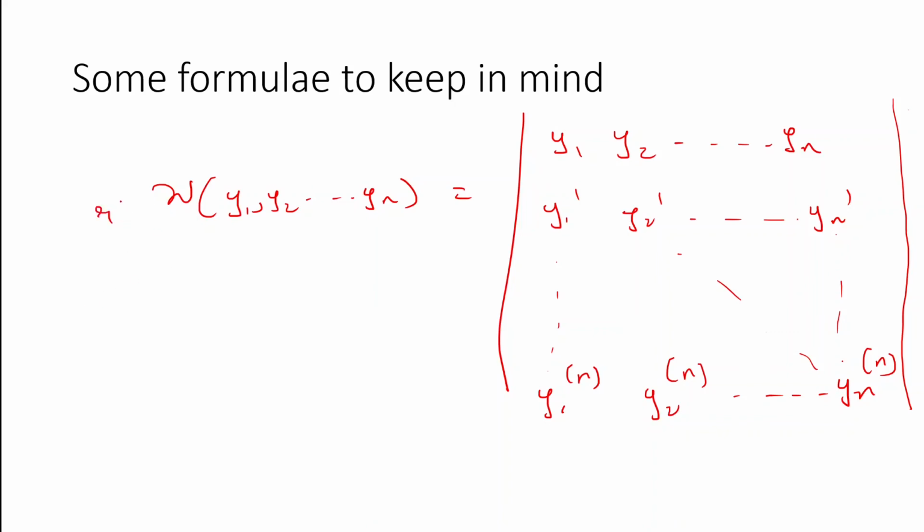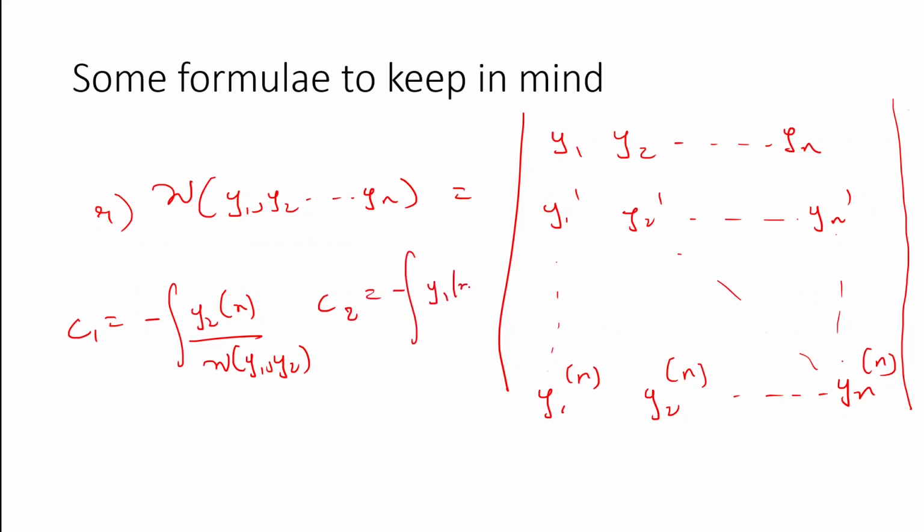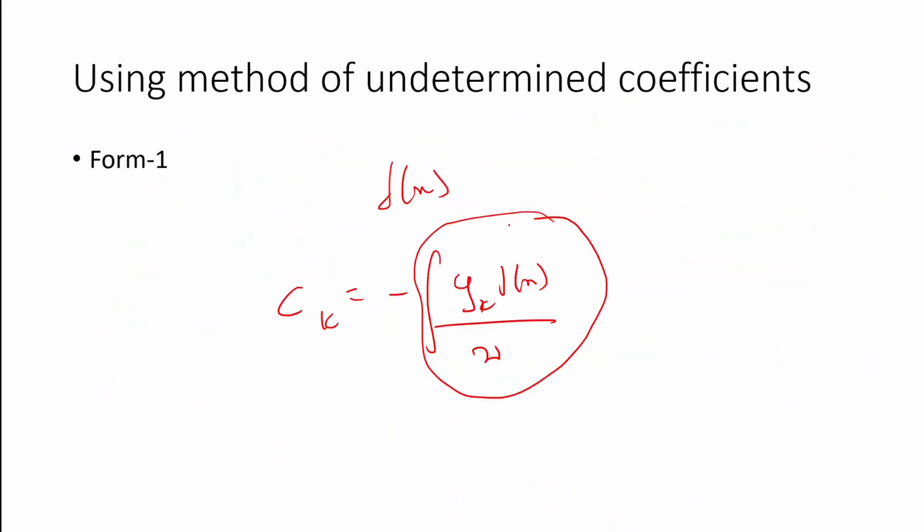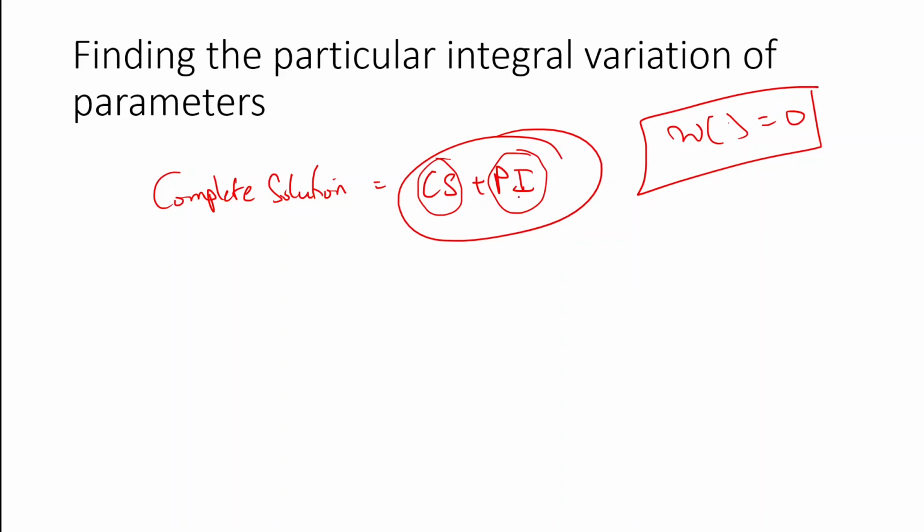Second formula is the variation of parameters formula. C1 is equal to negative integral y2 divided by Wronskian y1, y2. C2 of x is equal to negative y1 of x divided by Wronskian y1, y2. There was a small error in here, using variation of parameters, finding the particular integral.